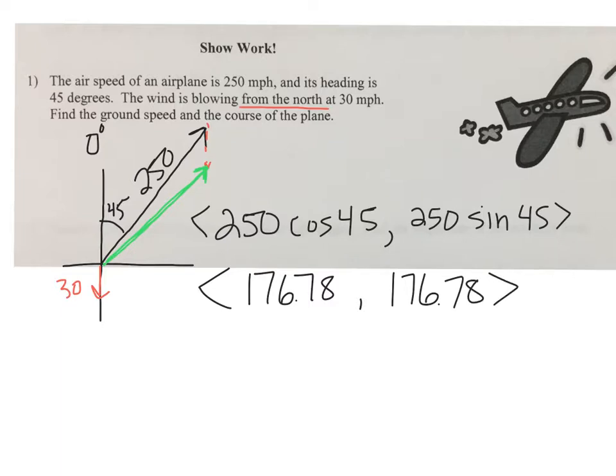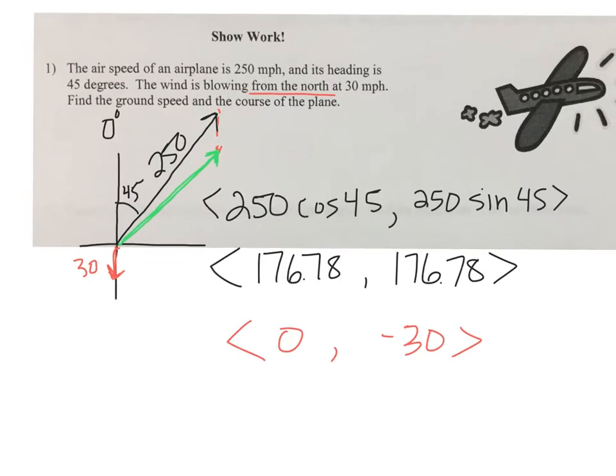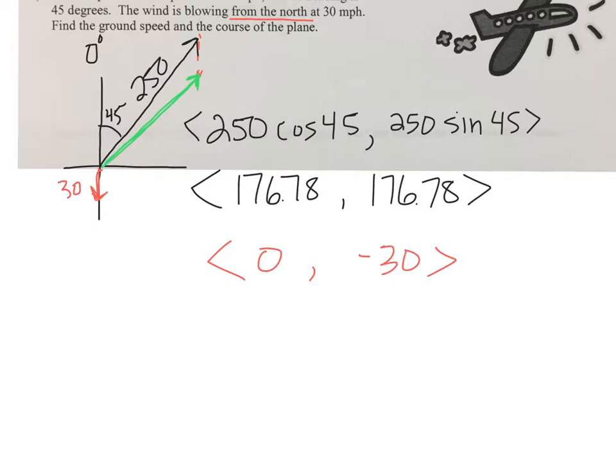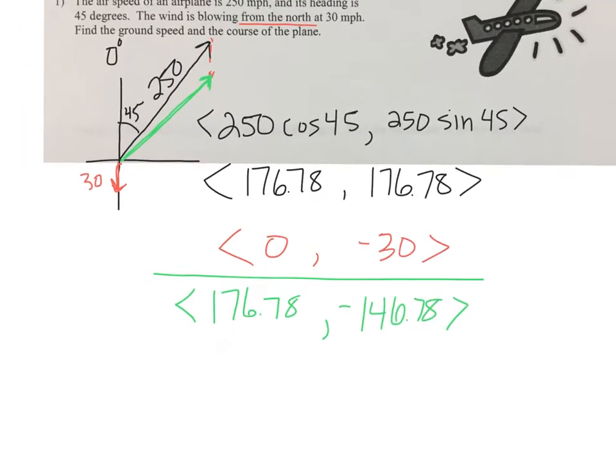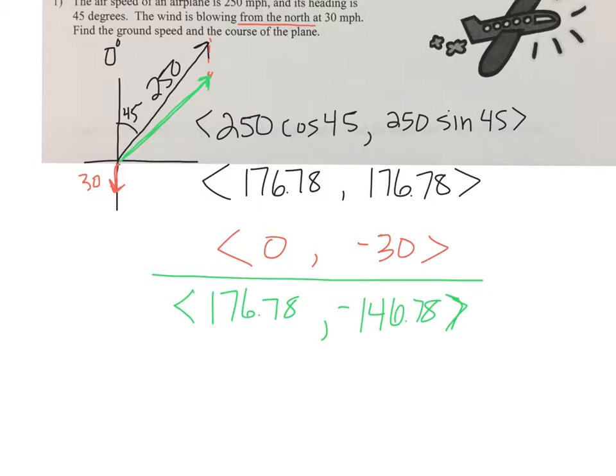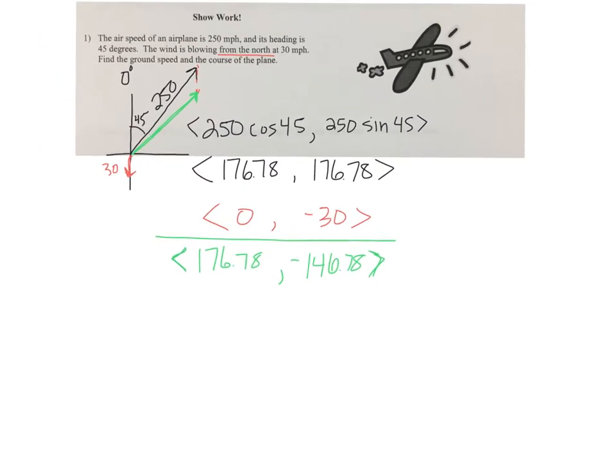Now the wind is going straight down, so the wind has a 0 x component to it and a negative 30 y component to it, because it's going straight down in the negative y direction and not left or right at all. So the resultant is going to be the sum of these two, which is 176.78 and negative 146.78. So that's the vector that represents the resultant of this wind slash airplane.